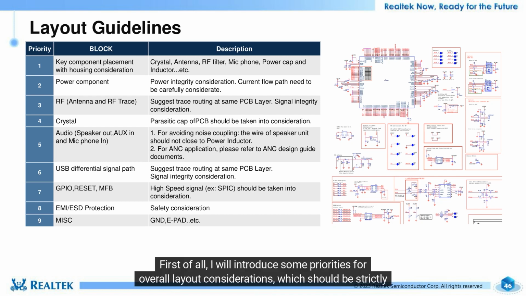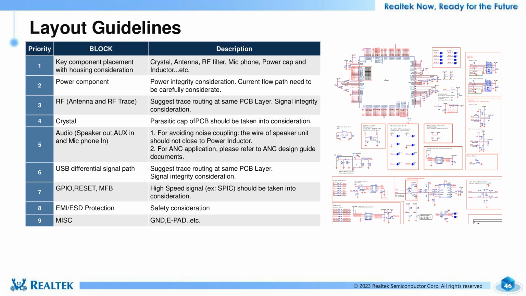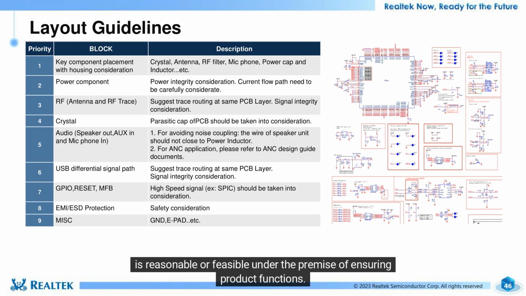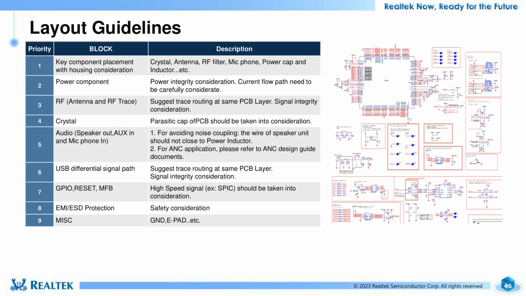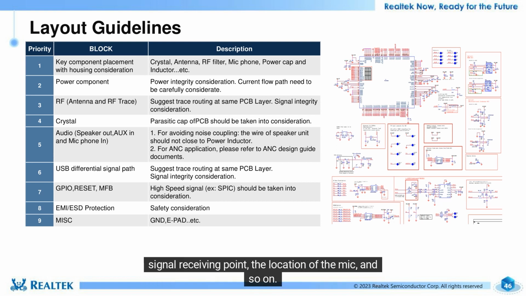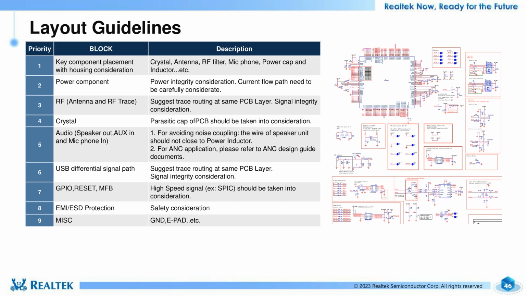First of all, I will introduce some priorities for overall layout considerations, which should be strictly followed during layout. First, the first consideration is whether the relationship between the placement of key components and the shell is reasonable or feasible under the premise of ensuring product functions. For example, whether the antenna should be placed on the casing, the way of in-ear detection and the signal receiving point, the location of the mic, and so on.